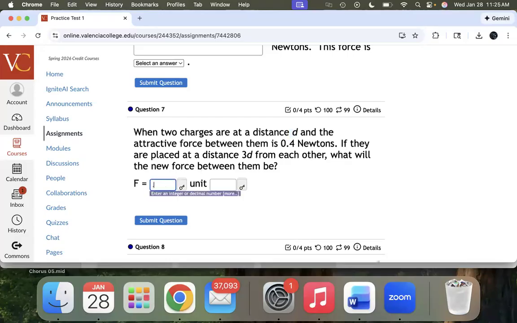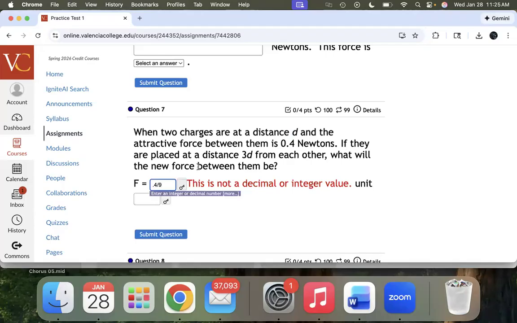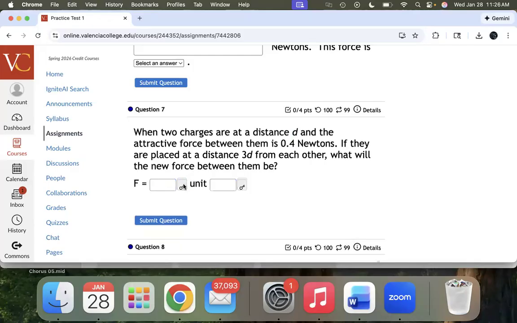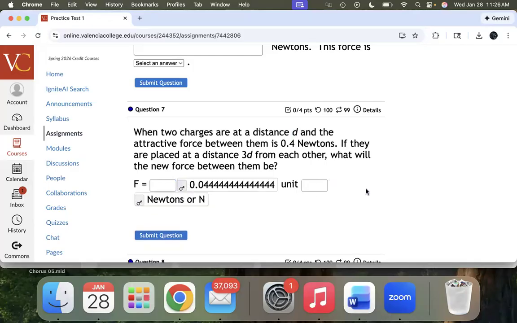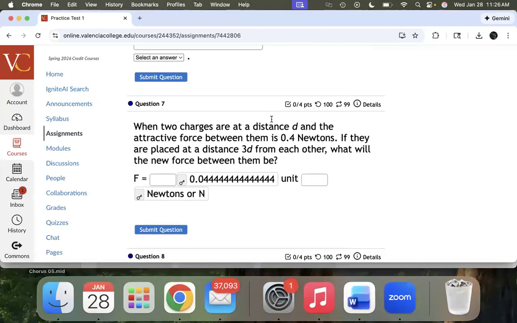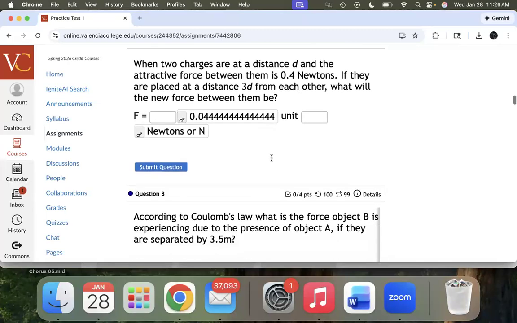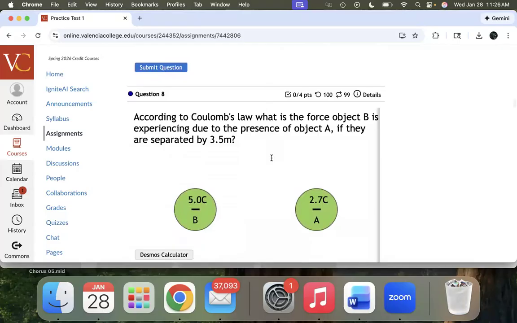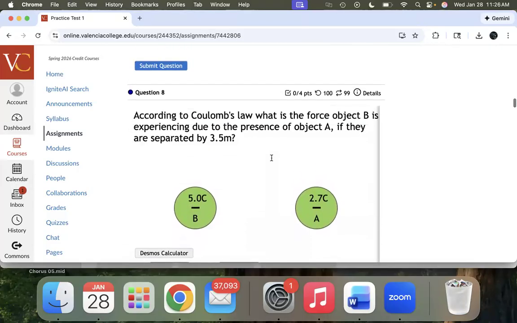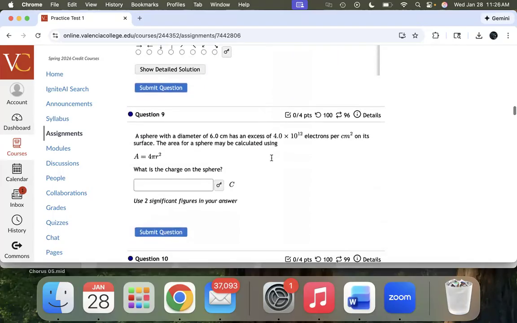And I could probably just type 0.4 divided by 9. Now it wants me to actually do it. So you would type out 0.4 divided by 9, which is that. And then, of course, the units are newtons. So make sure you know how to do problems like that. Another just Coulomb's law problem. We're going to have a bunch of those.